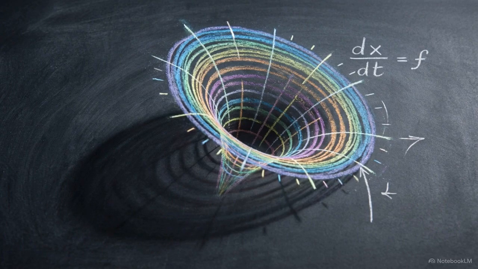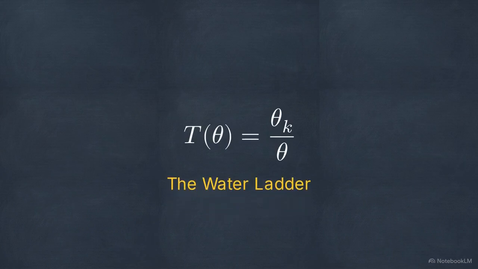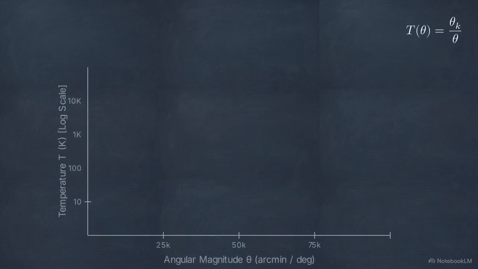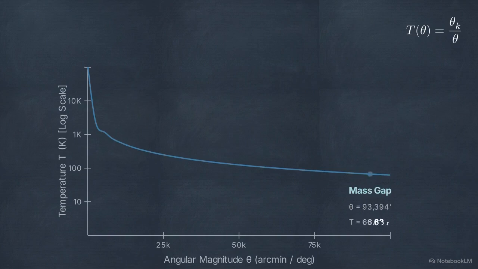This dimensional approach establishes the thermal angular symmetry law, or TASK. It provides a direct link between thermodynamic temperature and the focal magnitude of angular curvature. This harmonic mapping, called the water ladder, shows how specific temperatures derive from angular compression. The equation is a reciprocal capacity relation. Temperature equals the compression constant divided by the angle. At 93,394 arcminutes, we hit the informational mass gap threshold at 66.63 Kelvin.